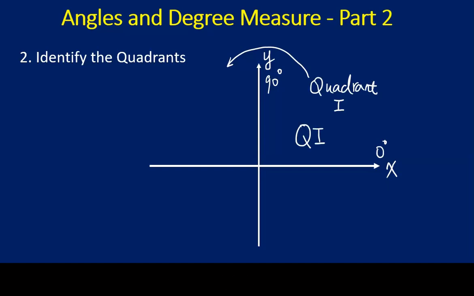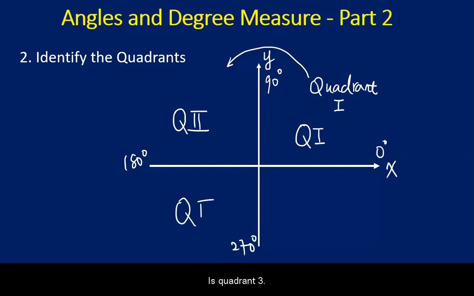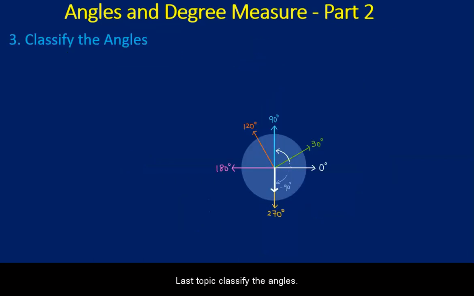Similarly, the next quadrant is the quadrant between 90 degrees and 180 degrees. We call it quadrant 2. Continue. The quadrant between 180 degrees and 270 degrees is quadrant 3. And the last one is between 270 degrees and 360 degrees. It's called quadrant 4.